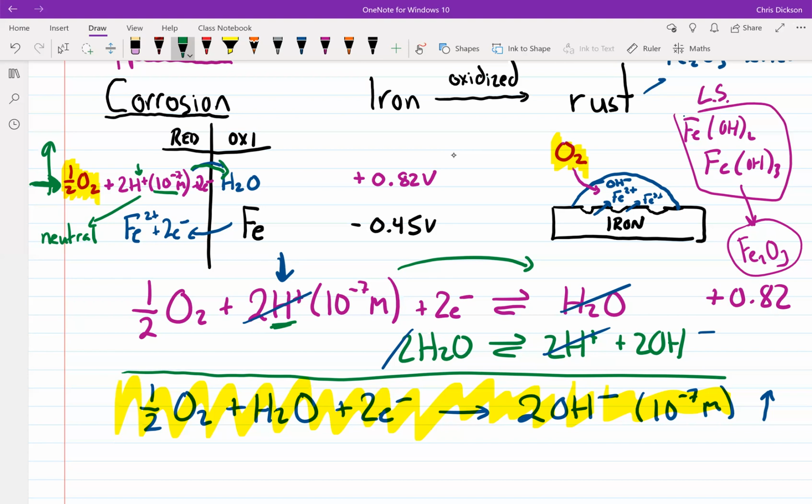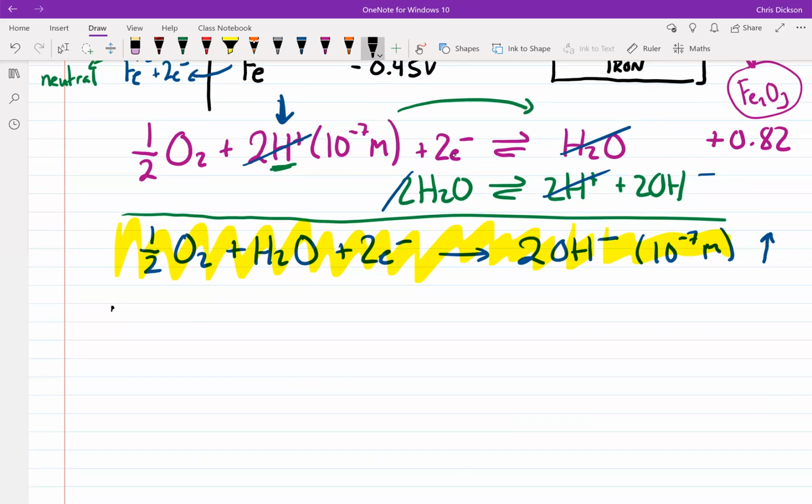So it is kind of a neat topic, but more practical for you guys is how do we prevent rusting? What are the ways to prevent rust? How do we actually prevent the rusting process from taking place?